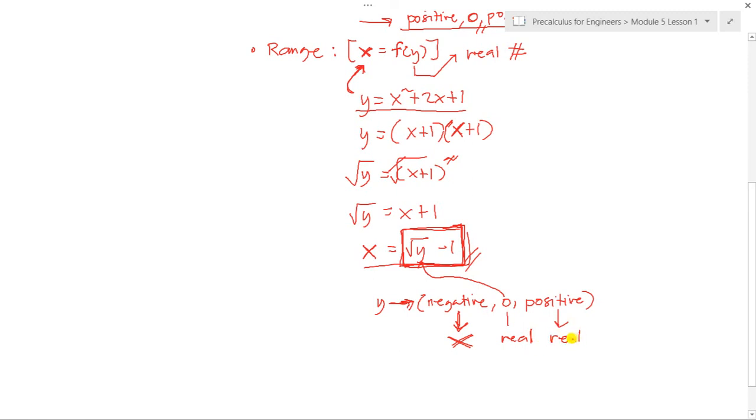Real nga number. Okay. Since kanira man silang duha ang mi satisfy sa atong equation here, square root of y minus 1, so therefore, what is our range here, class? Asa siya nag-start? It starts from 0 to positive numbers or positive infinity.